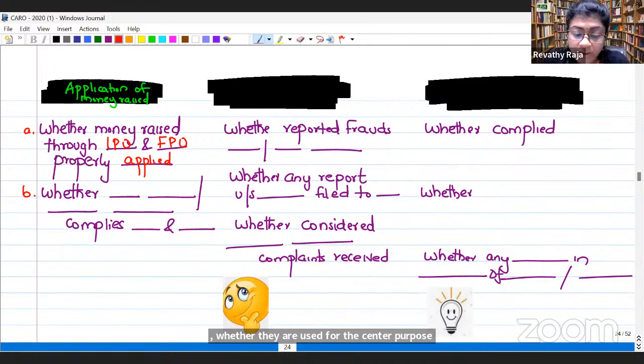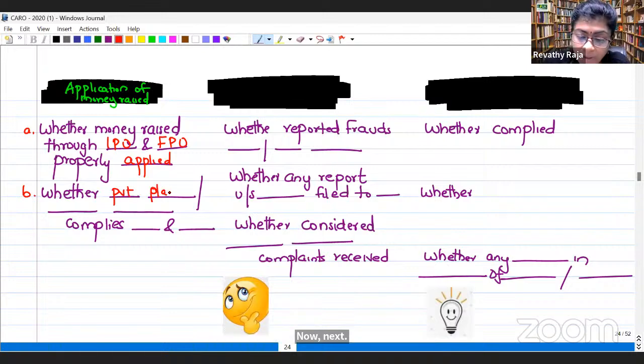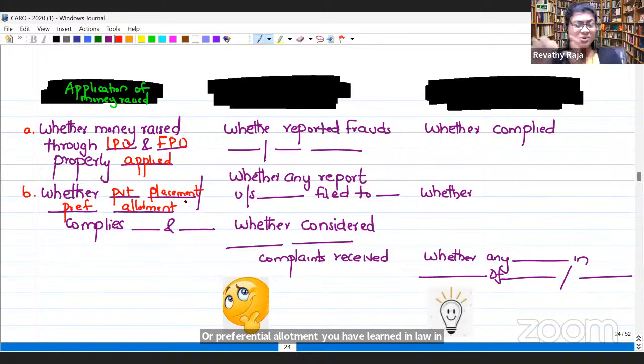Now, next. Whether private placement or preferential allotment, you have learned in law, Inter. There are a lot of conditions, right? Only this much should be done, maximum this many members. Whether it is complying with section 42 and 62. And tell me yes or no. If it is not properly applied, if the private placement is in contradiction of 42 and 62, isn't it like a fraud?